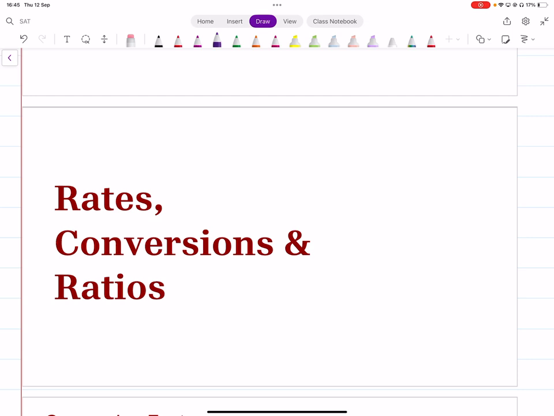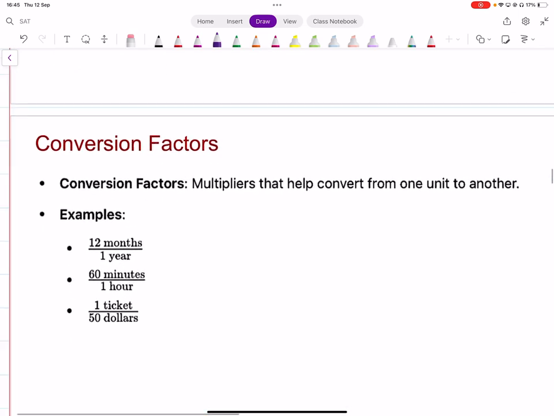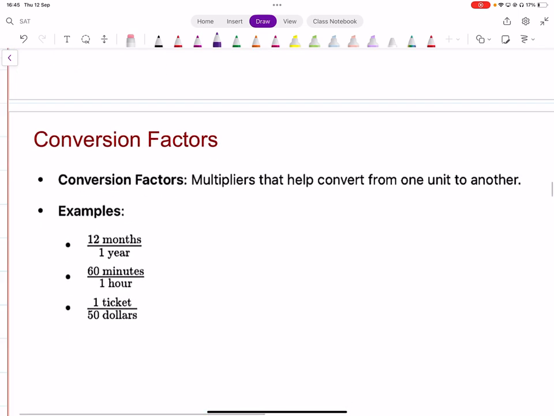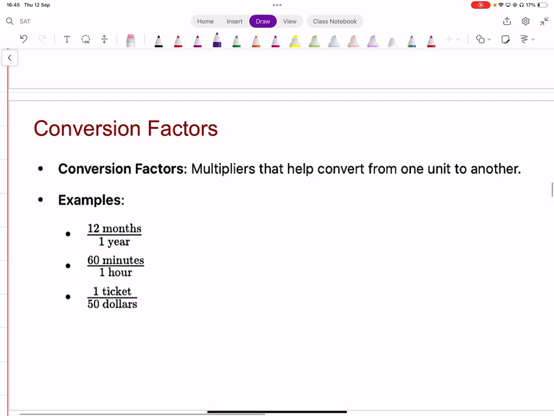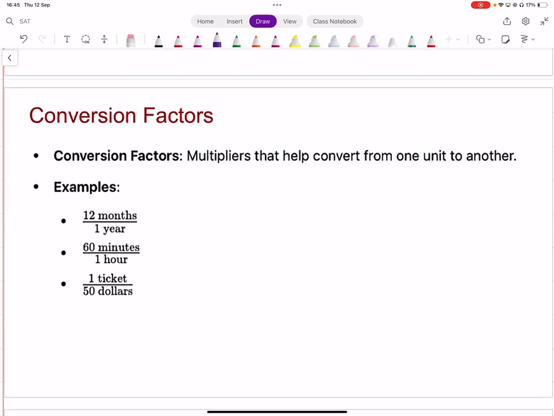All right, so let's start with our next topic now, which is about rates, conversions, and ratios. Now, the most important thing that we will learn in this topic is conversion factors. This is actually something that I found out about when I started teaching SAT. Otherwise, I would use a different approach to solve problems like these, but this is very helpful. Now, let's try to understand what this is.